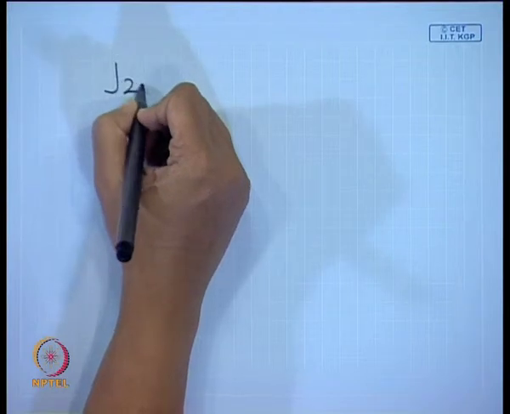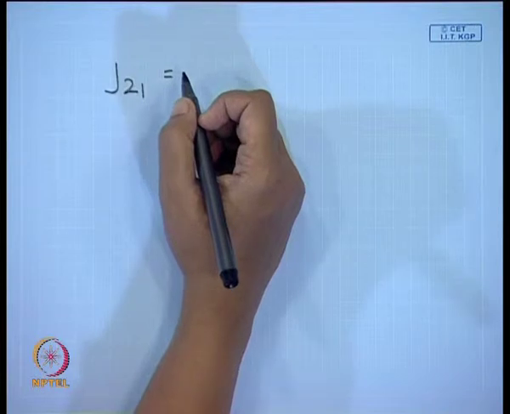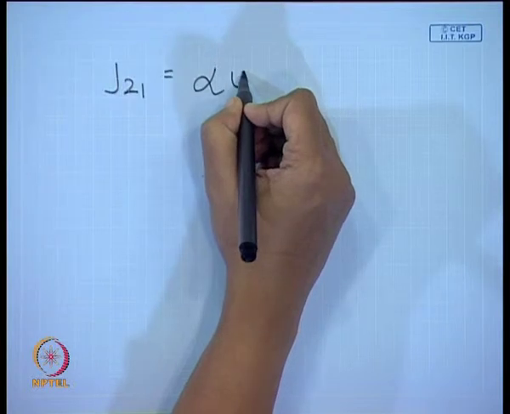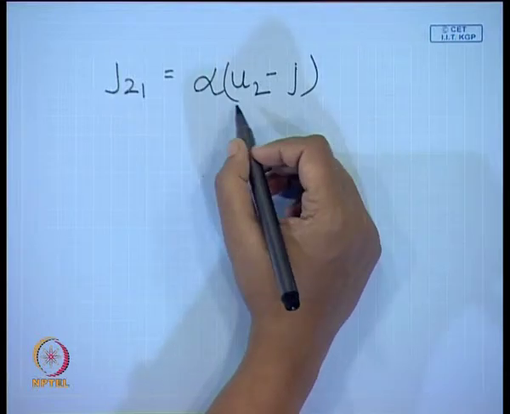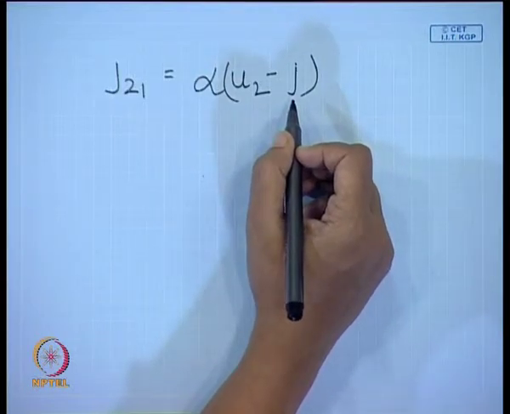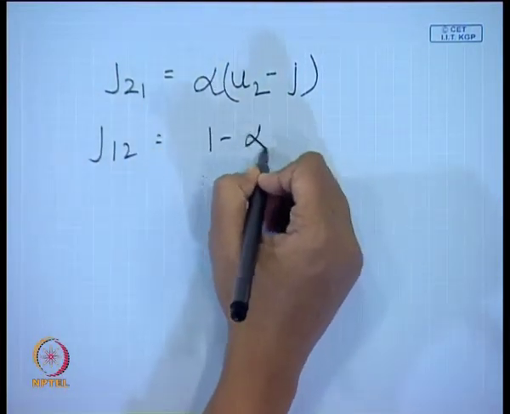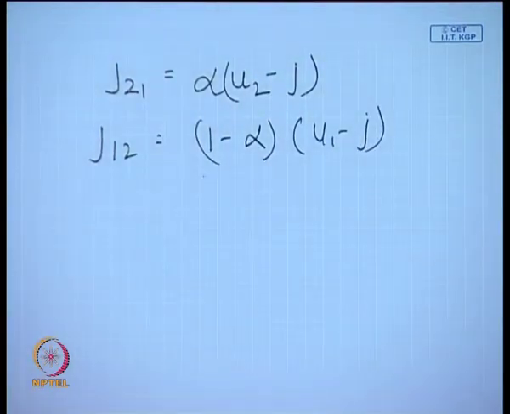So, mathematically, how can we define this? It is usually taken as J21, and this is, as I have told you, the volumetric flux of either of the components. Say it is alpha into u2 minus alpha into j. So, it is alpha into u2 minus j. This is J21, and J12 equals 1 minus alpha into u1 minus j. So, these are the definitions which I wanted to give.